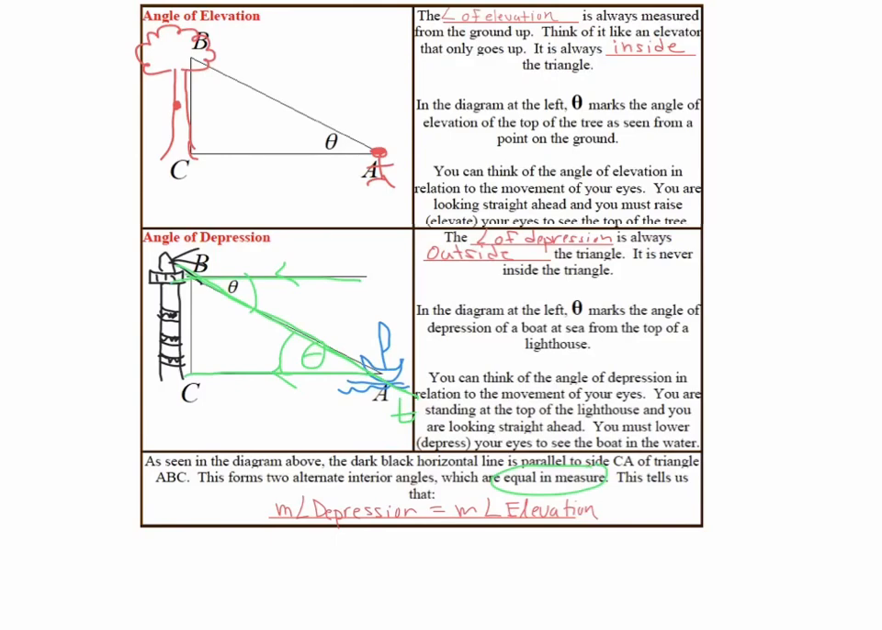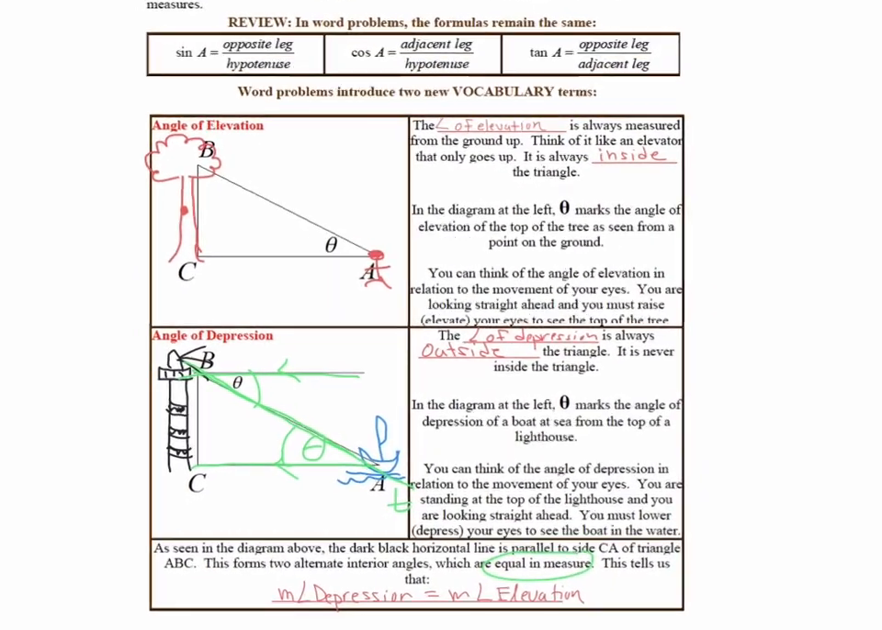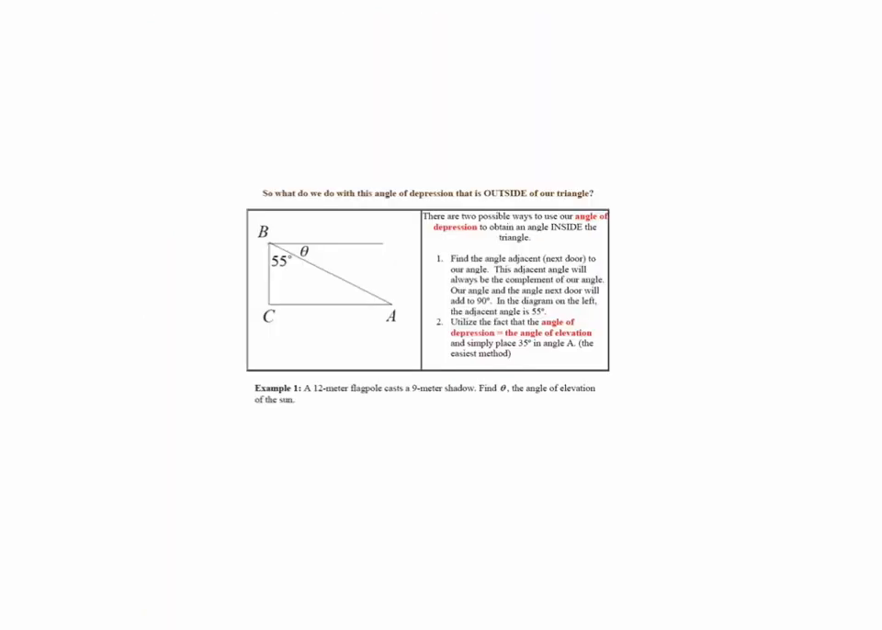Okay, now we're ready to try this rooted in good definitions. So angle of elevation is, by definition, always inside the triangle. That doesn't help us because A and C were both inside the triangle. And it's measured from the ground up. The ground up.